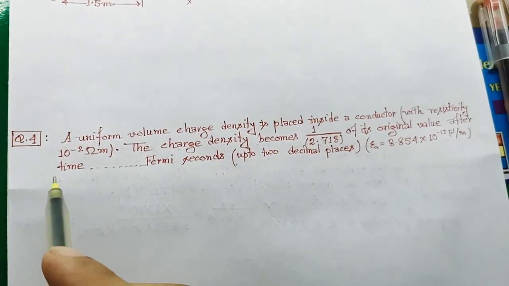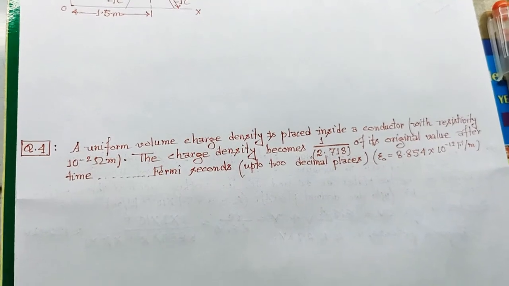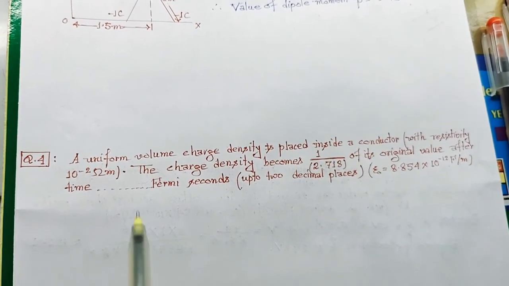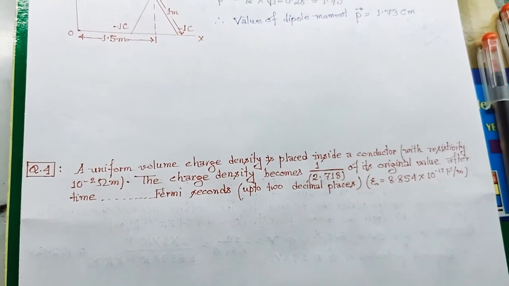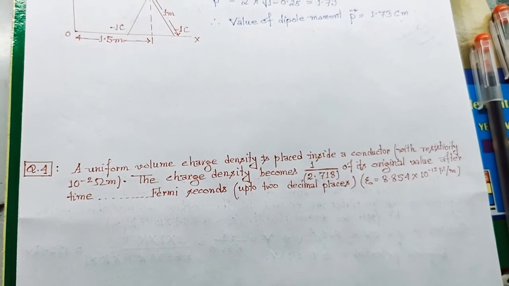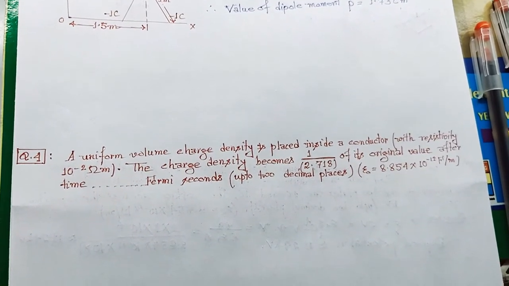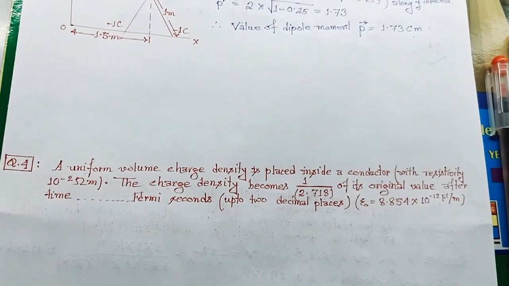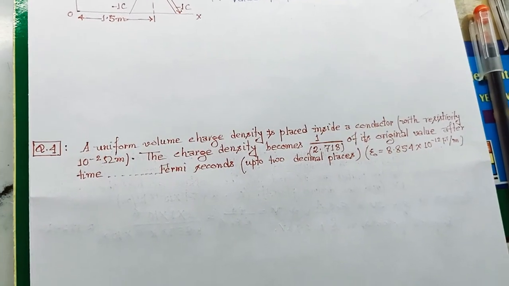This question from GATE 2017 from electrostatics. It is question number 4, and in this question it is given that a uniform volume charge density is placed inside a conductor with resistivity 10 to the power minus 2 ohm meter. The charge density becomes 1 divided by 2.718 of the original value after time how much? In femtoseconds, up to 2 decimal points you have to take, and it is given that a value of epsilon naught is equal to 8.854 into 10 to the power minus 12 farad per meter.